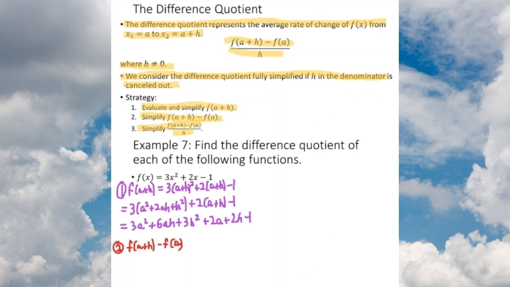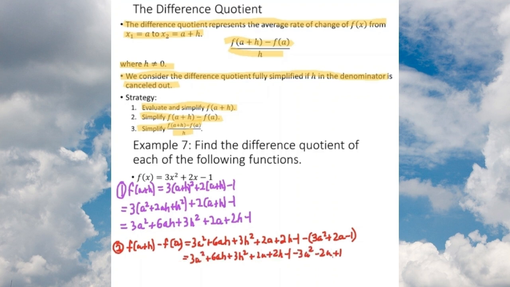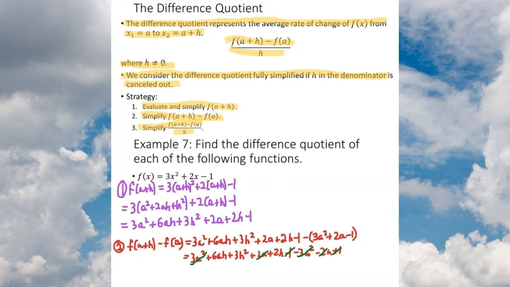We'll take the f of a plus h that we found in the previous step, and we will subtract f of a. And remember, f of a is going to be f of x, where we replace x with a. We'll distribute the negative 1 into the parentheses, and take a look at combining like terms, and we can see the 3a squared's cancel, the 2a's cancel, the 1's cancel. And we're left with 6ah plus 3h squared plus 2h.